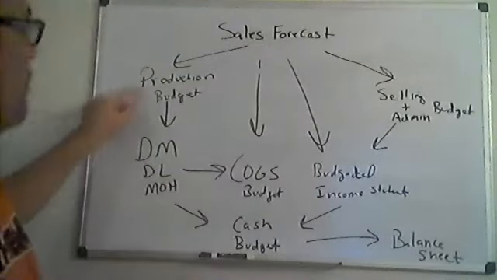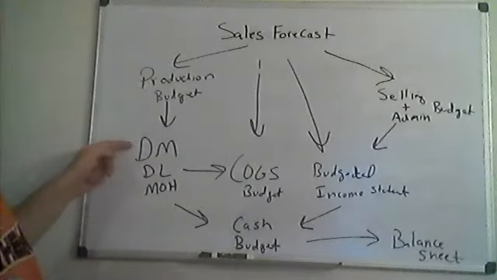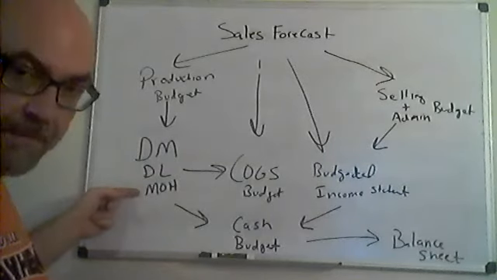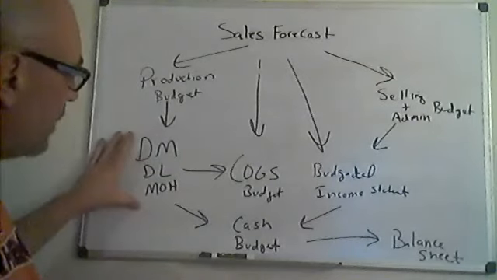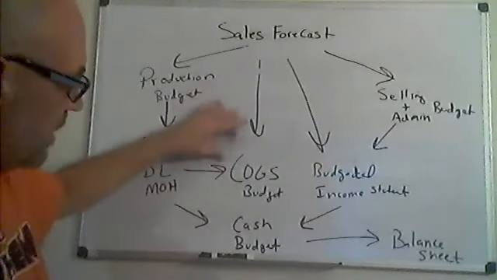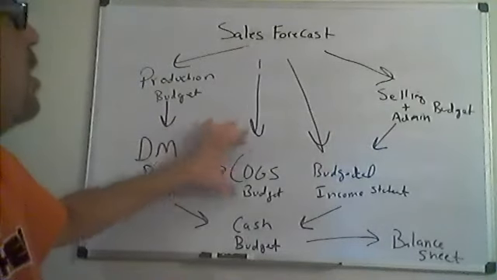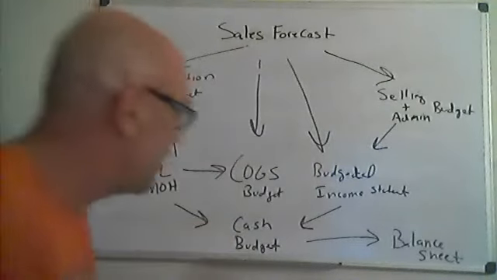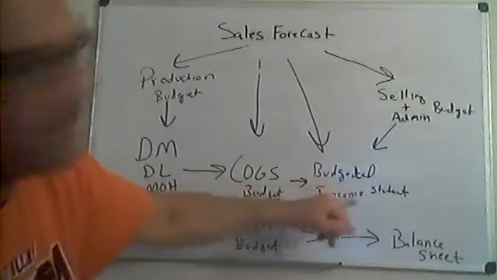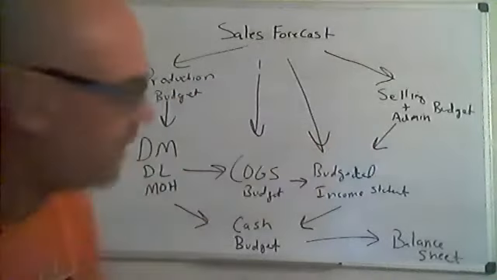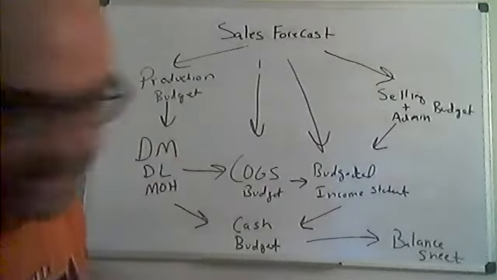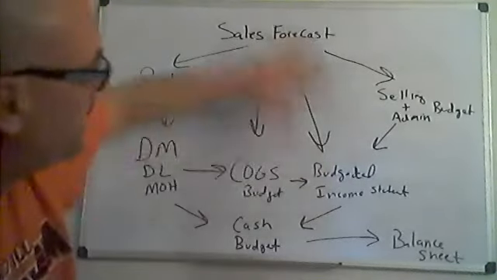From our production budget, we use it to make our materials budget, the direct labor budget, and the manufacturing overhead budget. As we get all those based off of the production budget, they go into our cost of goods sold budget, which also pulls from the sales forecast. So it's pulling from two places. Once that is complete, the cost of goods sold budget goes into the budgeted income statement along with the sales forecast and the selling and administrative budget. They are all interconnected. And that's all the stuff that we did last class.